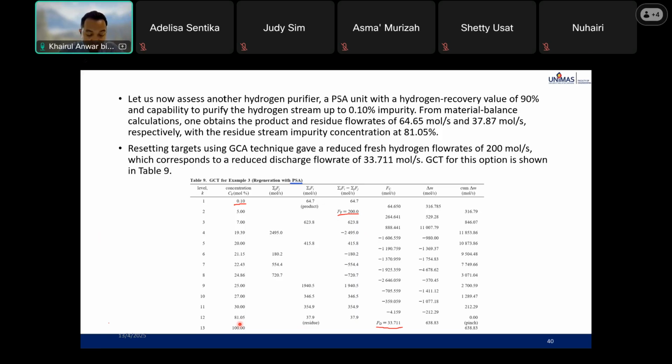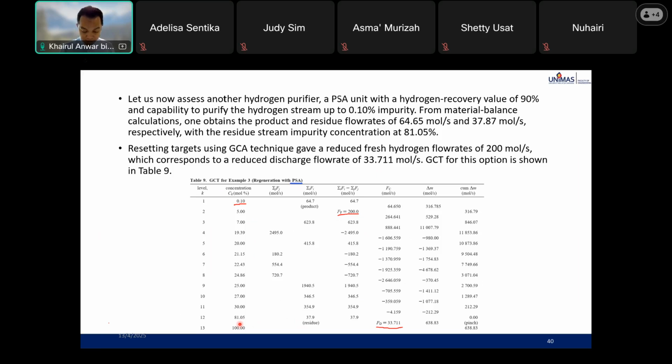Okay, so let us assess another hydrogen purifier. A PSA unit with a hydrogen recovery value of 90% and the capability to purify the hydrogen stream up to 0.1 purity. That is, it's very pure. From material balance calculation, one obtains the product and residual flow rates of 64.65 mole per second and 7 mole per second, with the residue composition at 81.05%. Targeting using GCA gave a reduced fresh hydrogen flow rate of 200 mole per second, which corresponds to a reduced discharge flow rate of 3.711 mole per second.